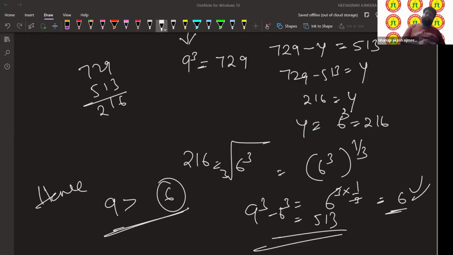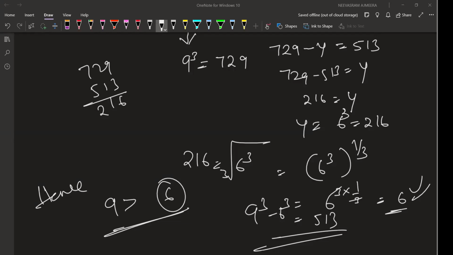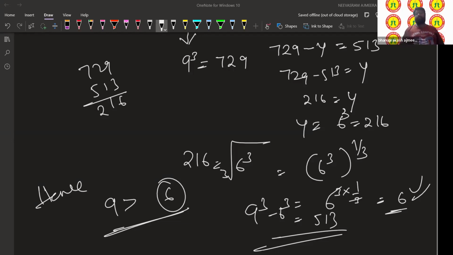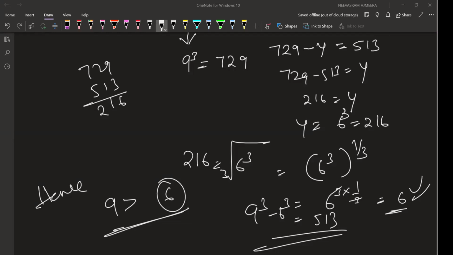I'm very happy that we finished this chapter. Let's meet on Thursday with a new chapter. What is the next chapter we're going to discuss? Comparing quantities, right? Everyone okay with this chapter, comparing quantities? Linear equations? Linear equations. Comparing quantities is... sorry, not linear equations. Exponents and powers.